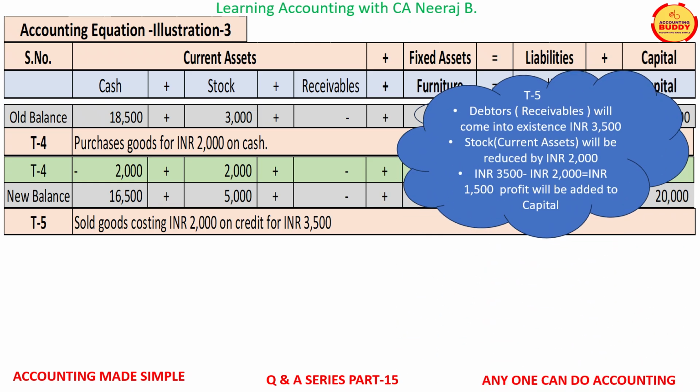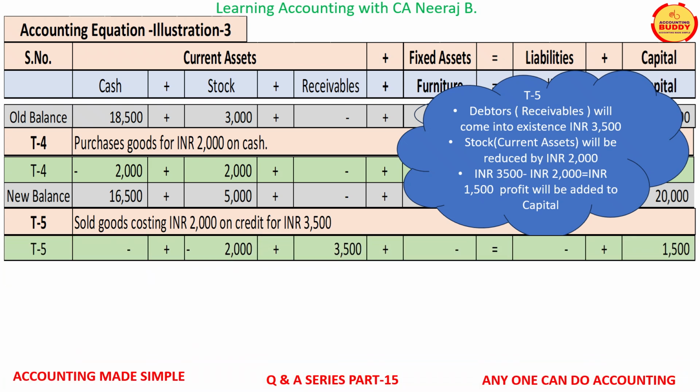If we analyze this transaction, the accounts which are affected by this transaction are first the receivables as the goods are sold on credit, second the stock, and the third one is the equity. Two accounts, receivable and stock being the asset accounts, will affect the left hand side of the accounting equation and the equity will affect the right hand side of the accounting equation.